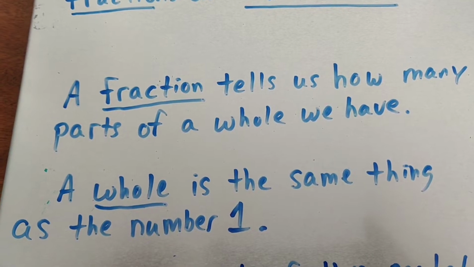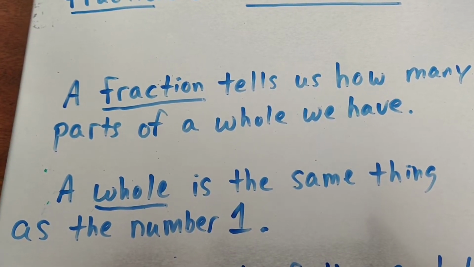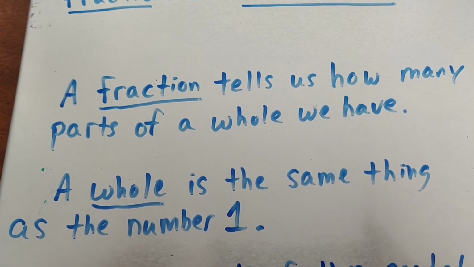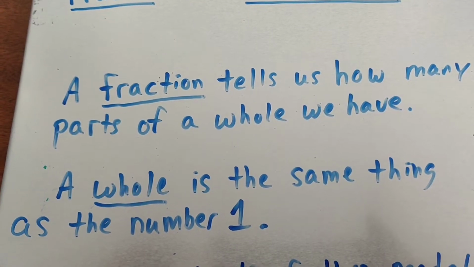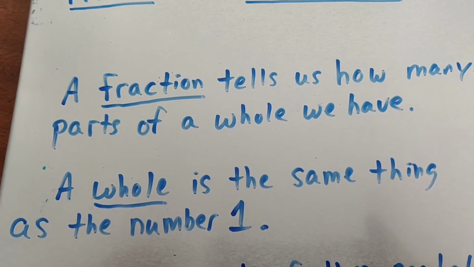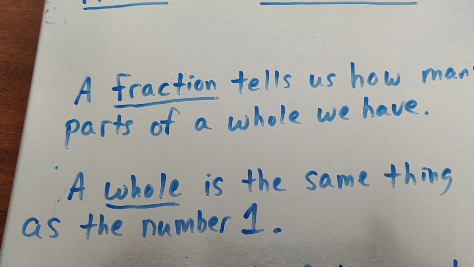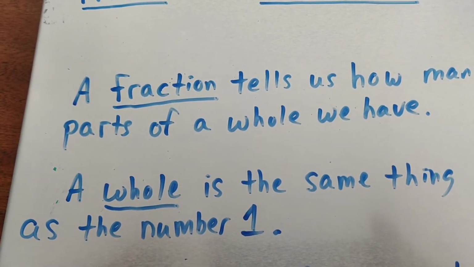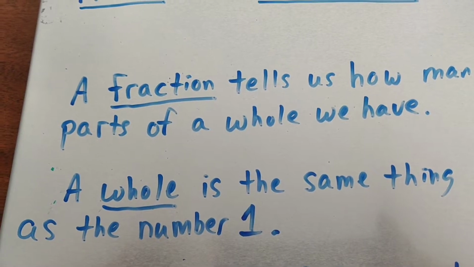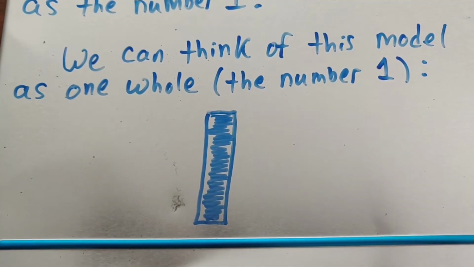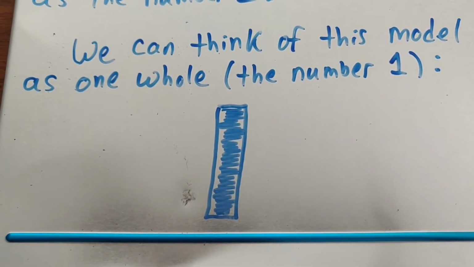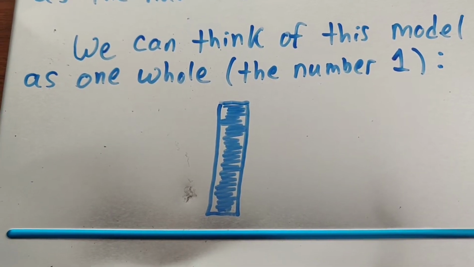So the first thing we really need to understand very well is what a fraction is. A fraction tells us how many parts of a whole we have. And we also need to understand what a whole is. A whole is the same thing as the number 1. So we can think of this model as one whole, as the number 1.